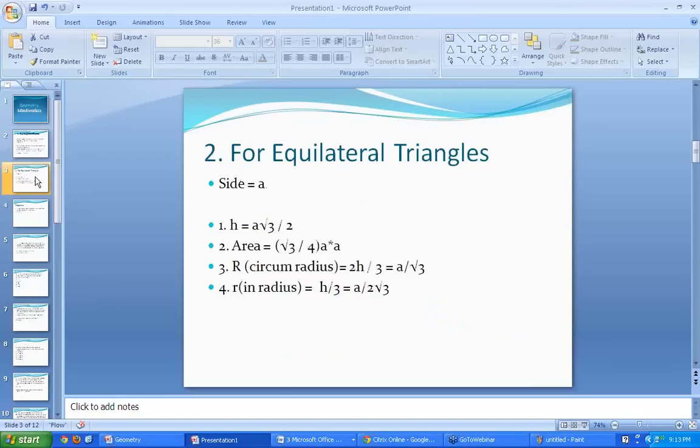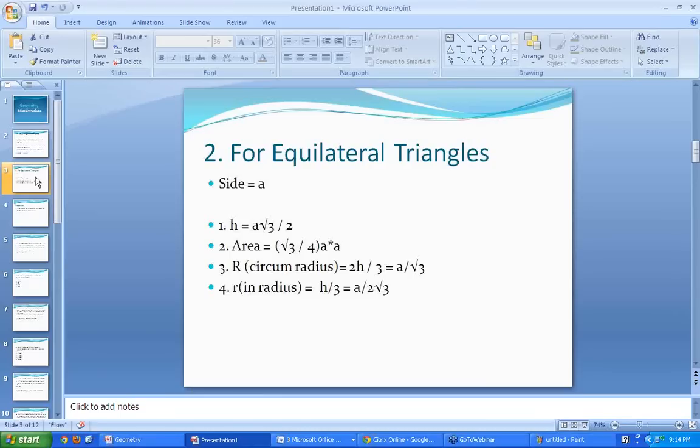Now coming to one of the most important topics on which questions are extensively asked: the equilateral triangle. An equilateral triangle, as we have told, has all sides equal. Supposing the side is A, we have 4 formulas. If you remember them, you can solve almost all questions of equilateral triangle. There will not be any requirement of any formula beyond this.